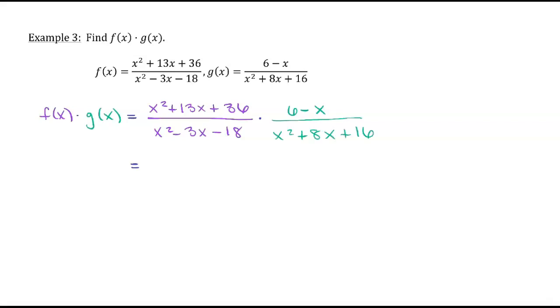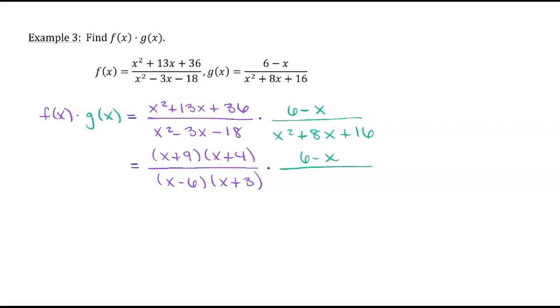The numerator of f of x, that's x squared plus 13x plus 36, can be factored as x plus 9 times x plus 4. The denominator can be factored as x minus 6 times x plus 3. 6 minus x cannot be factored, so we'll simply write it down. X squared plus 8x plus 16 can be factored as x plus 4 times x plus 4, or two factors of x plus 4.